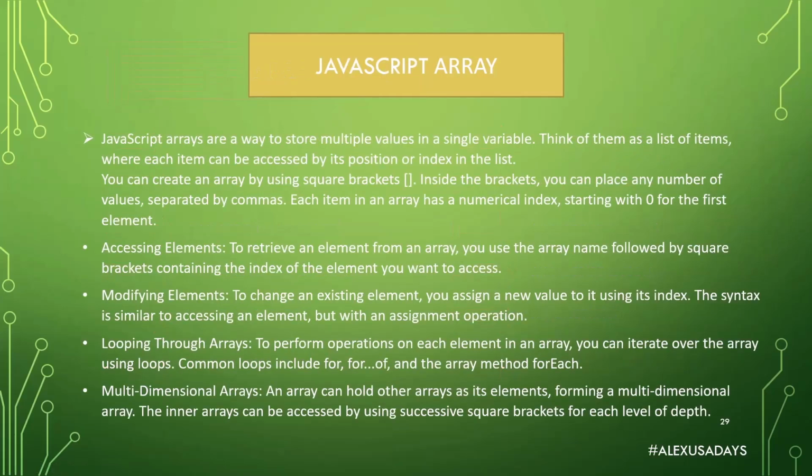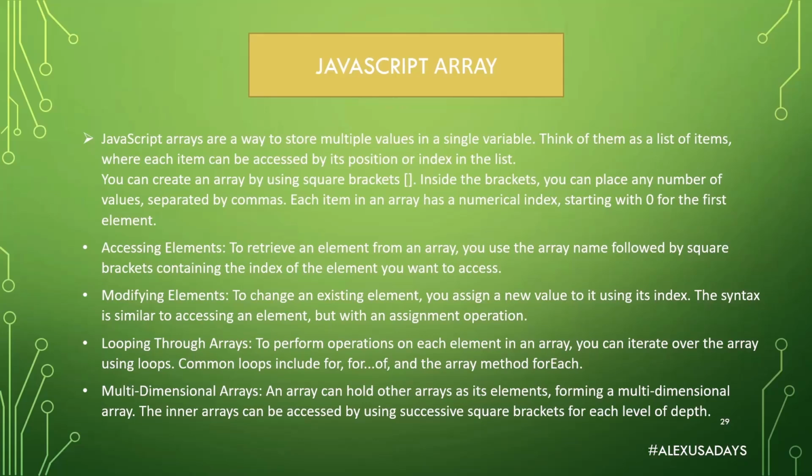JavaScript arrays are a way to store multiple values in a single variable. Think of them as a list of items where each item can be accessed by its position or index in the list. You can create an array by using square brackets. Inside the square brackets, you can place any number of values separated by commas. Each item in an array has a numerical index starting with 0 for the first element.